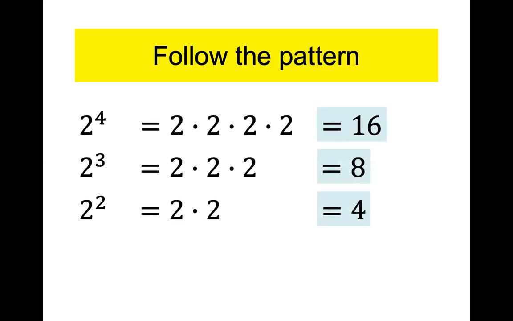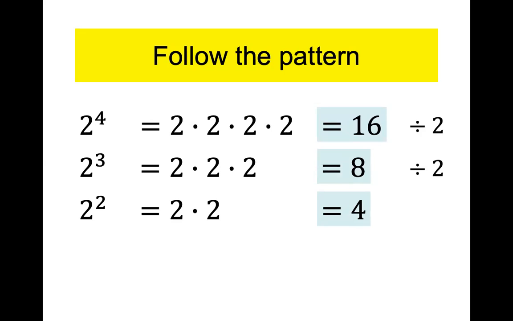What's the pattern? I'm not going down by 1. I'm dividing by 2. Well, that makes sense because there's 1 less 2 that I'm multiplying. The inverse of multiplication is division, so it makes sense that to go from here to here, I'm dividing by 2. How do I go from here to here?